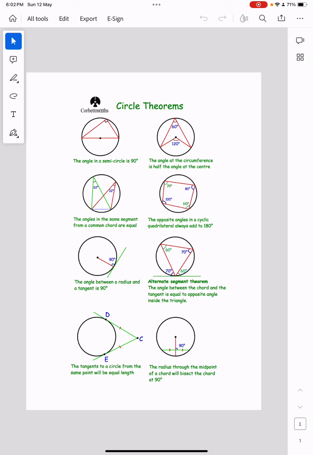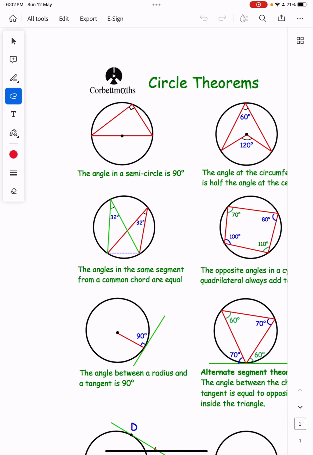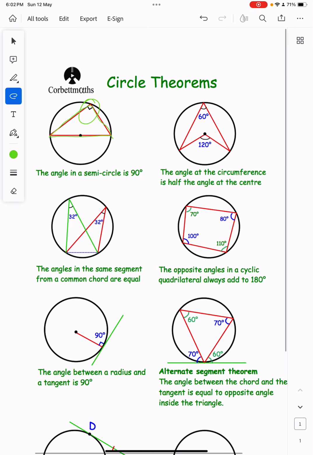So we have the first one where the angle in a semicircle is 90 degrees. So once you have a diameter, and then you have an angle that is going from a diameter to the circumference, that angle is going to be 90 degrees.